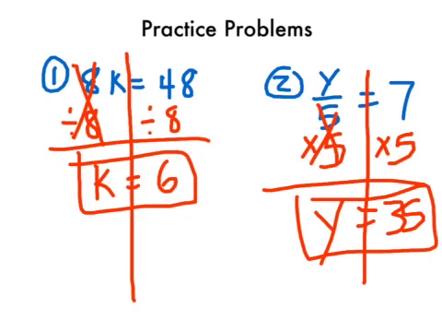All right, you should have gotten k equals 6 and y equals 35. Hopefully that makes sense. Remember, you simply look at what's being done to the variable and you do the opposite operation. So if it's multiplying, you're going to divide. If it's dividing, you're going to multiply. It's that simple. Then you just need to remember the rules for integers and fractions and decimals. You guys should do great.